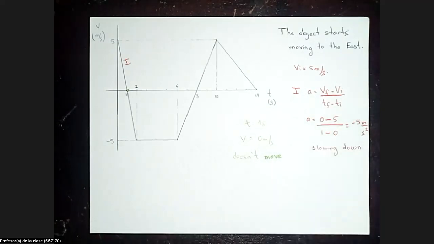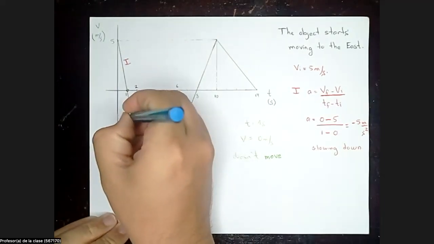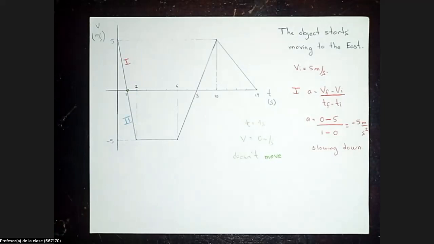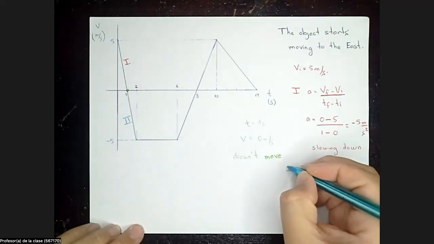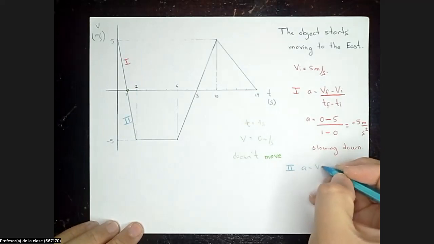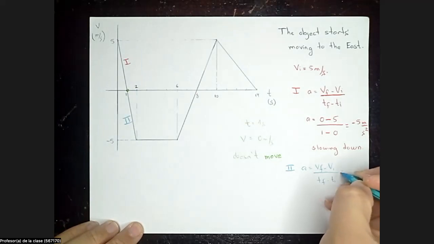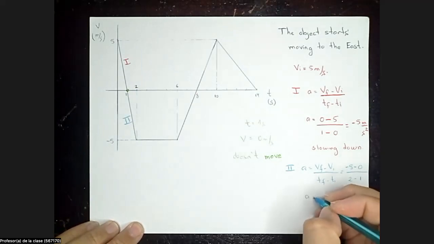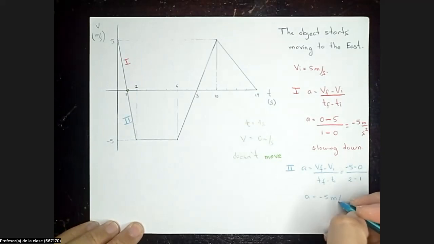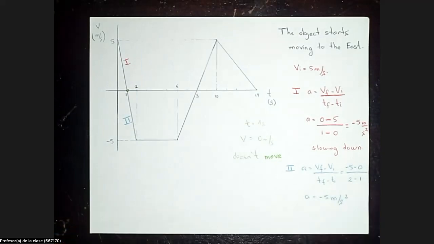Now, after this point, we have the second interval. In the second interval, of course, we can calculate the acceleration. Final minus initial: minus 5 minus 0, dividing by 2 minus 1. And the acceleration will be minus 5 meters per square second.